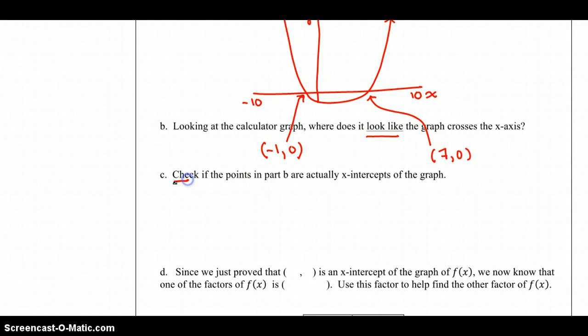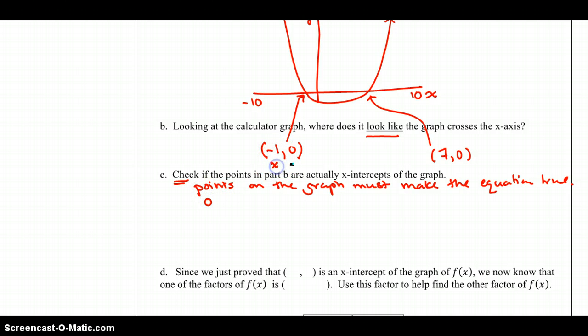So we need to actually mathematically check if these points really are on the graph. If they're on the graph, they have to make the equation true. Again, points on the graph must make the equation true. So let's see if (negative 1, 0) makes our original equation true.